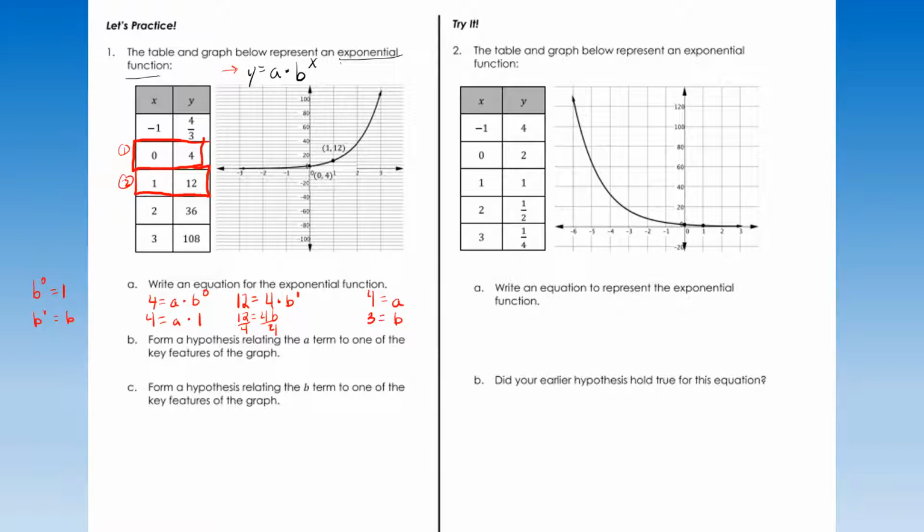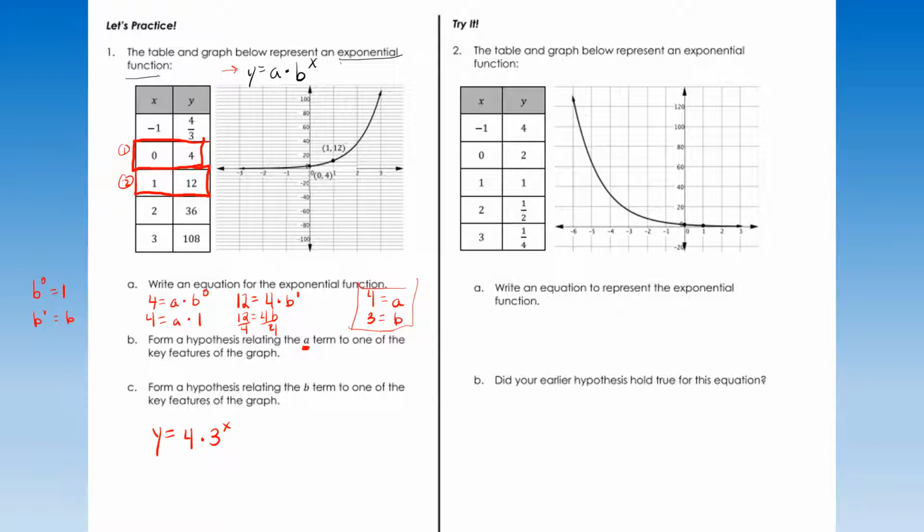So now I know what a and b are. So my equation that I can write is that I'm going to go back and use y equals a times b to the x. I'm going to leave x and y as variables, and I'm going to replace a and b with what I found here. So y is equal to 4 times 3 to the x power. Okay. Now what I want to do is look at this equation, and we want to come up with a hypothesis. What do we think the a term is telling us in this equation?